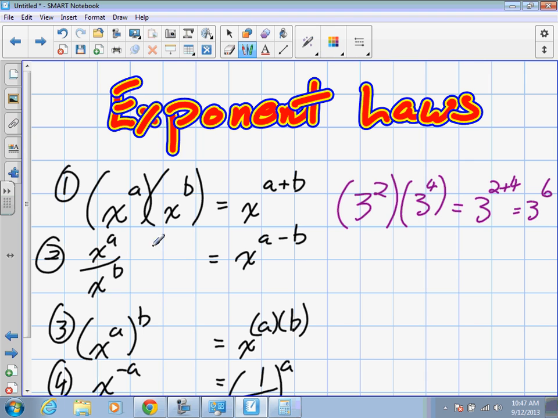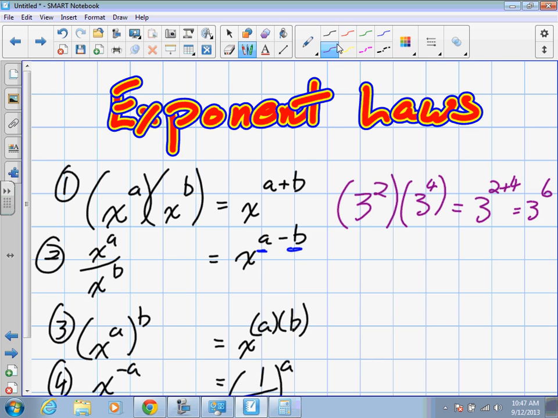Same idea with division. Remember that fraction means division sign. So if we have two bases that are the exact same, and we're dividing them, all we have to do is write it as one single base, and then we subtract our two exponents. So the opposite operation of when we're multiplying.